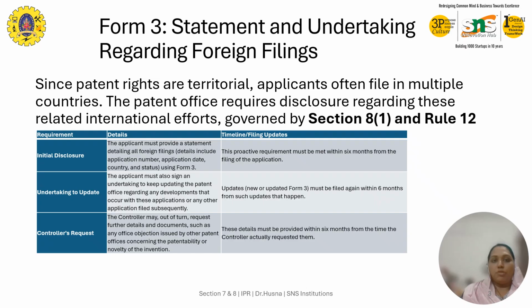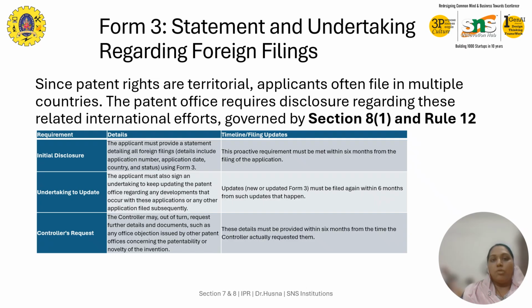What is Form 3? Form 3 is a statement and undertaking under Section 8 of the Indian Patent Act. It has two roles: to provide the statement of foreign applications filed for the same invention, and to give the undertaking that you will keep the Indian Patent Office updated about any future filing or development. If you have filed or plan to file your invention in multiple countries, then Form 3 becomes compulsory.